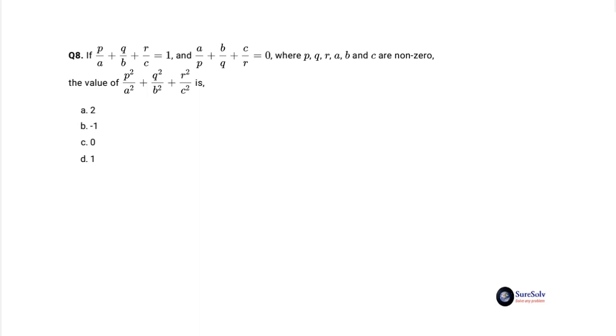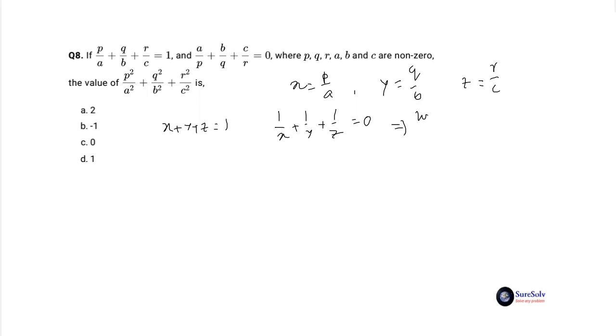In this situation, we can very well substitute x for p by a, y for q by b, and z for r by c. This will simplify all three expressions greatly. The first expression becomes just x plus y plus z equal to 1. The second expression becomes 1 by x plus 1 by y plus 1 by z equal to 0.